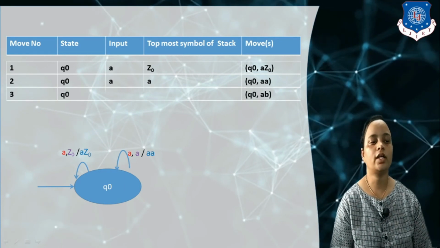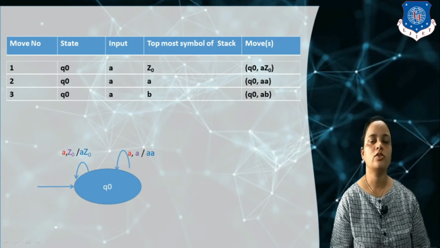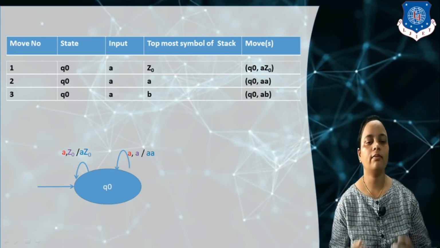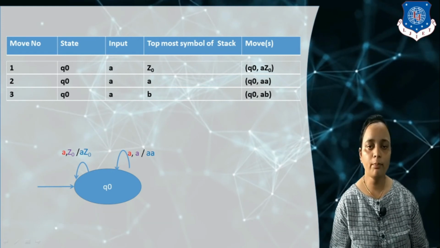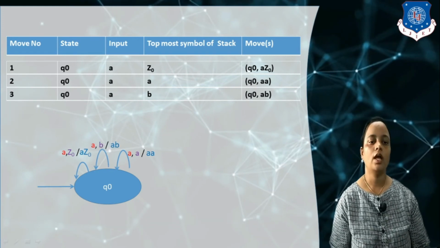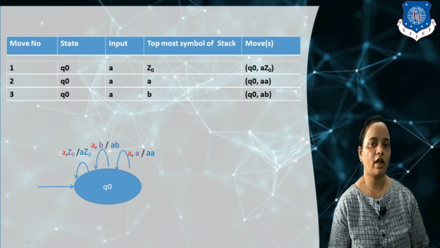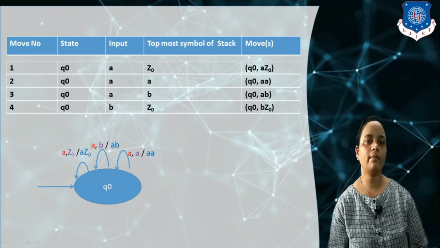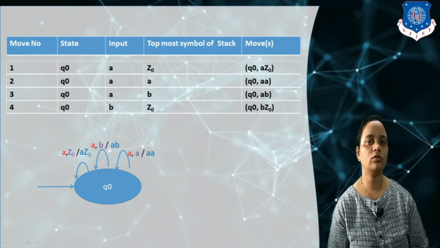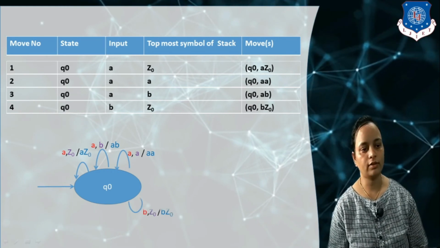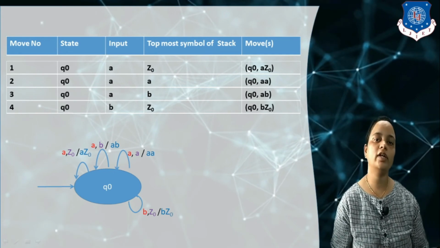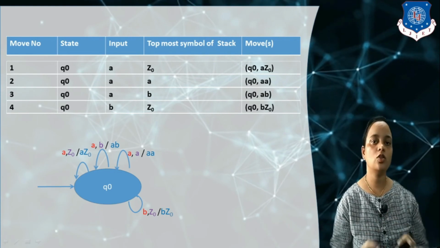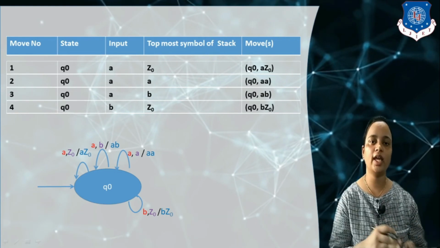So it always moves to the same state. Same way, what are the next possibilities for input A? If state is q0, input is A, and the top of the stack contains B, we perform a push operation, q0 AB. Now next we have to mention the B input. If we are at state q0, input is B, and the top of the stack is Z0, we perform a push operation. We have to include all the possibilities for a push operation, because no order is given. Either A comes or B comes.